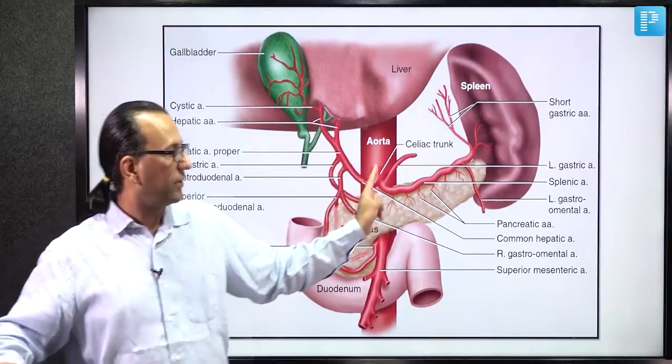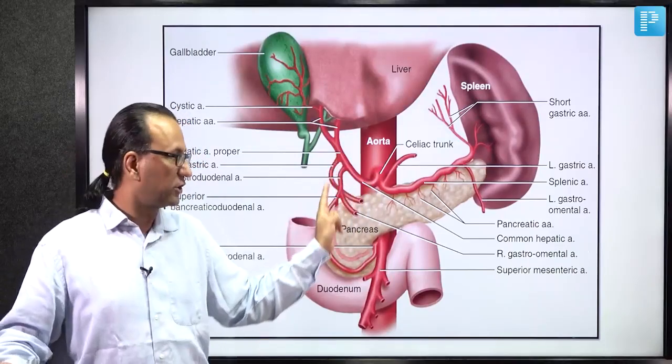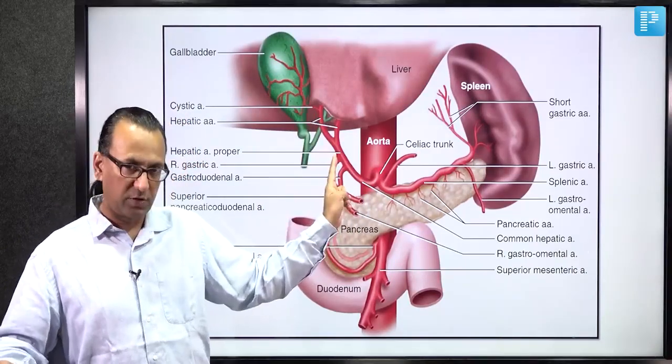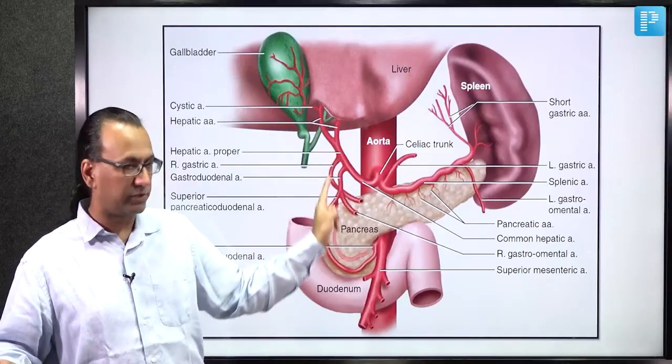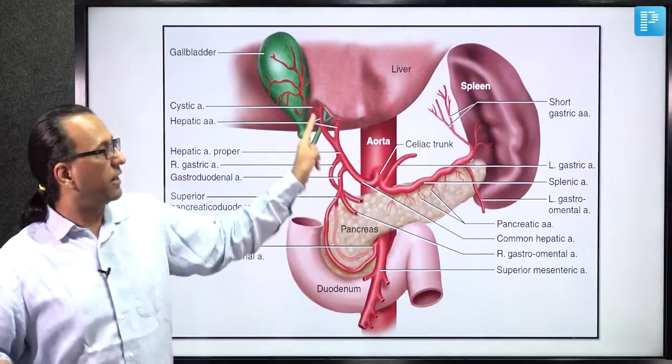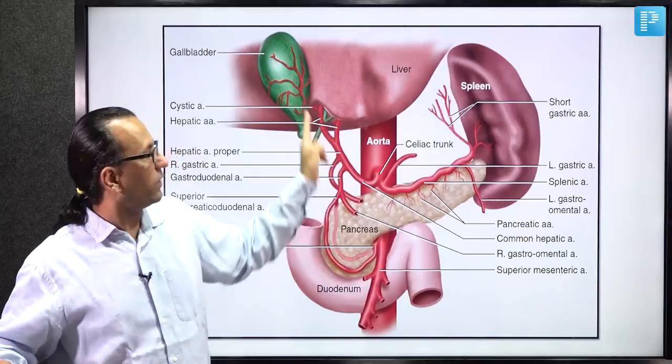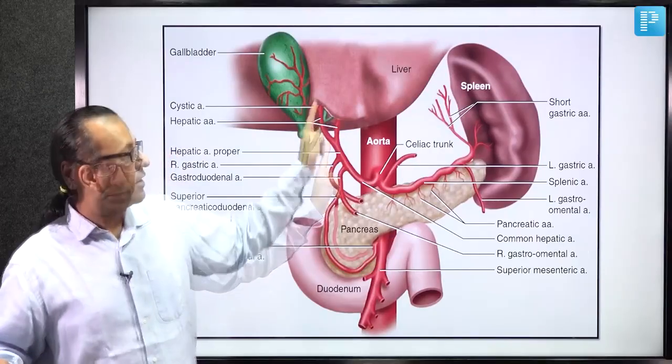So this common hepatic artery, as it bifurcates into two, the branches are called the proper hepatic artery to the liver, and there is a gastroduodenal artery which is running downward. The proper hepatic artery will go towards the liver and divide into right and left hepatic arteries, entering the porta hepatis.